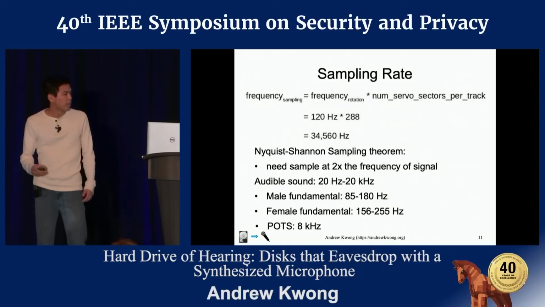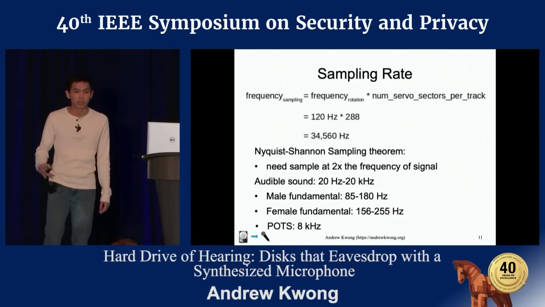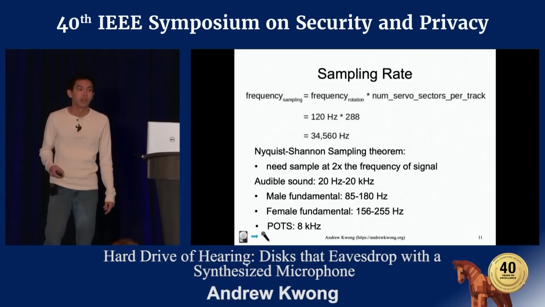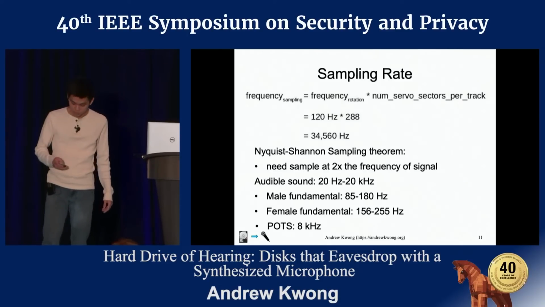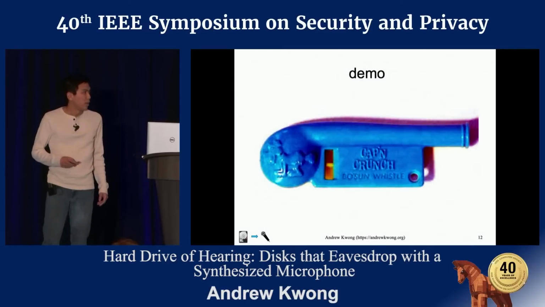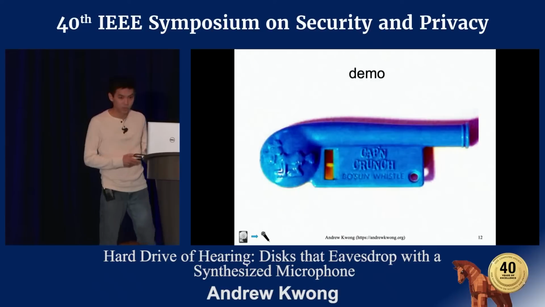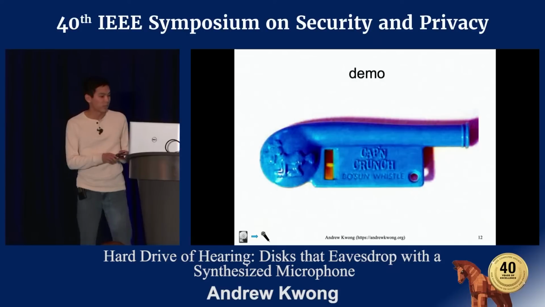Given that audible sound is between 20 hertz and 20 kilohertz, and the male and female fundamentals are at the bottom end of that, and also that the plain old telephone system only samples at 8 kilohertz, we believe that the sampling rate is more than sufficient. We also evaluated some of the spectral characteristics, and I'll demonstrate that through a demo here.